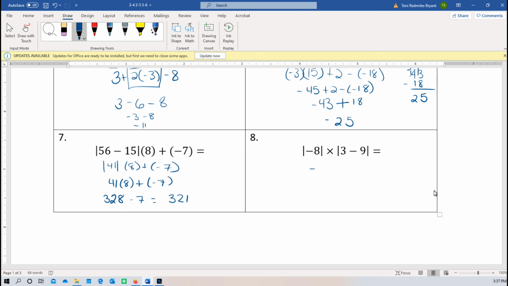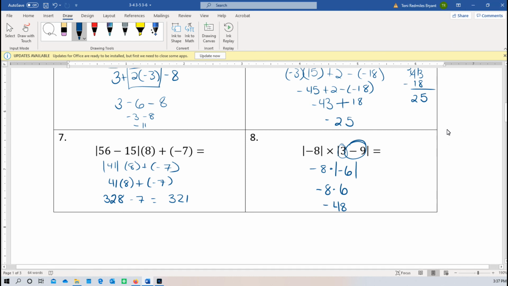All right, a negative 8 times, and if I do this, I have $3, I owe $9, I still owe $6. But since it's in an absolute value, it's going to come out as a positive. If I multiply these two together, I get a 48, and because it's negative and positive, it's a negative 48.